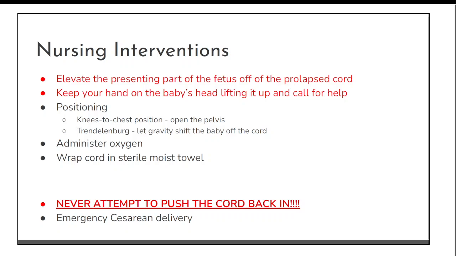In a prolapsed umbilical cord, we're actually going to be able to see the cord. It's the cord that comes through the vagina. It's protruding. We're going to be seeing variable decels. We're not going to be seeing bleeding. Bleeding is not something we expect in a prolapsed umbilical cord.